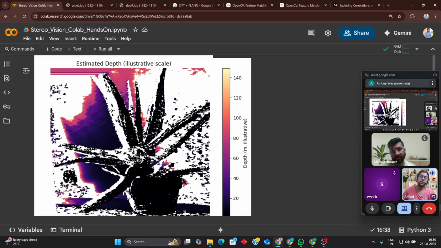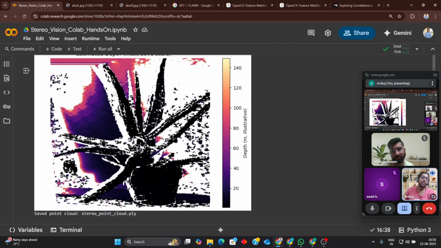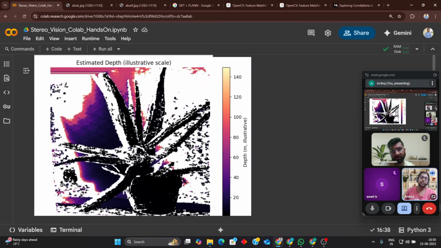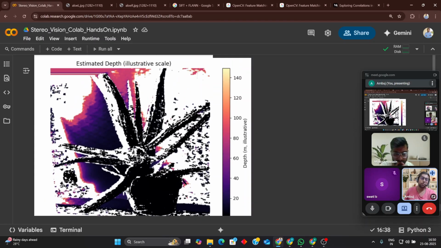But here, since it was an uncalibrated case, I am only able to say that this aloe vera plant is at a relative distance. This particular aloe vera plant is nearer and the background is at a far distance. This is the only inference which I can make from this particular depth map imaging.